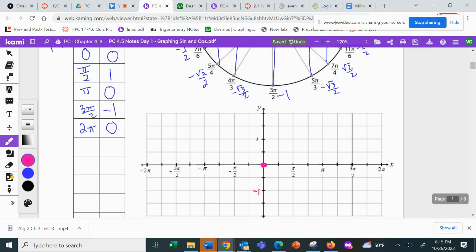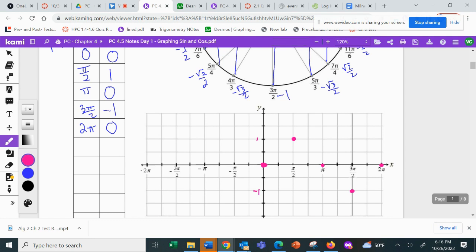At pi over 2, it's going to be 1. At pi, it's going to be 0. At 3 pi over 2, we've got -1. And at 2 pi, we've got 0 again. Now, some people will look at this and say, oh, it's a zigzag, but it's not.